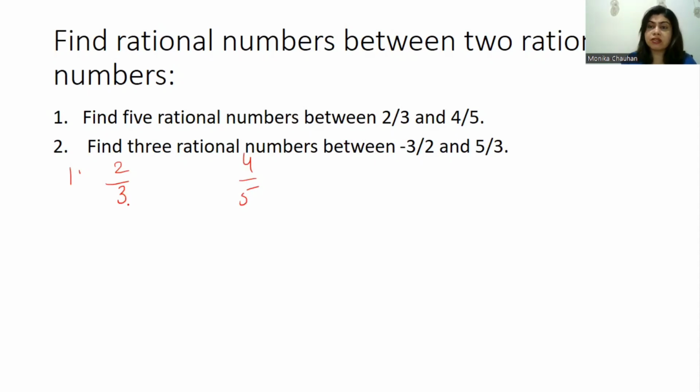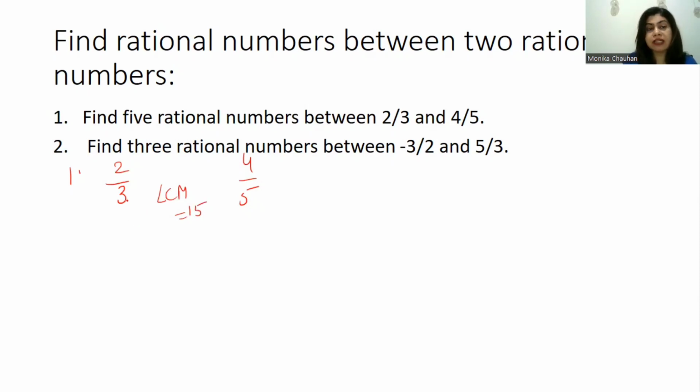So check first. The first step is to check, are the denominators the same? No, the denominators are not the same. So what should we do? We have to make the denominator the same. And what's the step for that? You have to take the LCM. So between 3 and 5, this is the denominator. The LCM for both of them is 15. So I have to make the denominator 15.